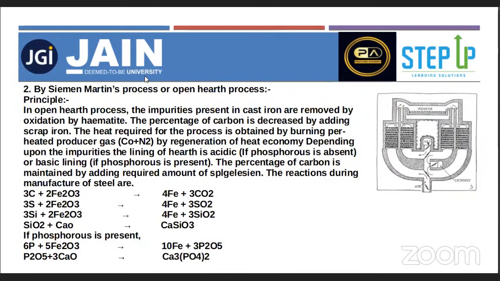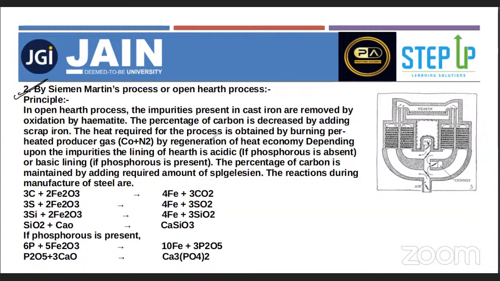Next, we have the Siemens-Martin process, or open hearth process. This is what you're supposed to know when you're talking about manufacture of steel. More important, I'm giving you these things and I've put them in the slides because I am just trying to give you a comparative study. If you just study whatever is there and stick to that, it's not enough. So it's better to have a comparative study.